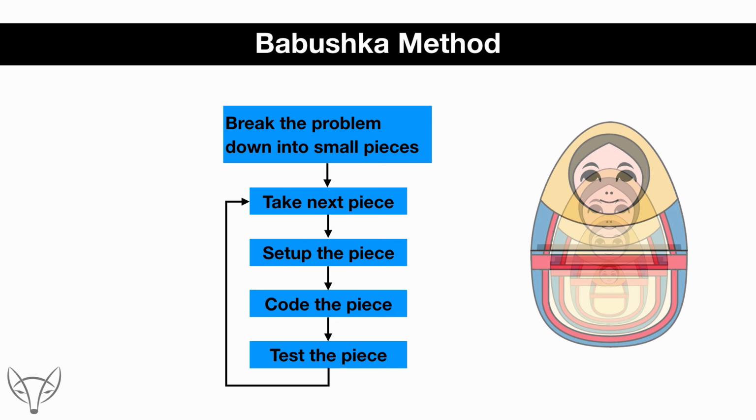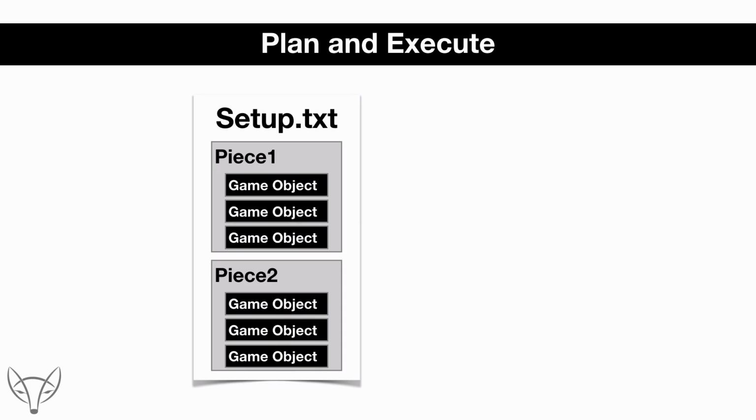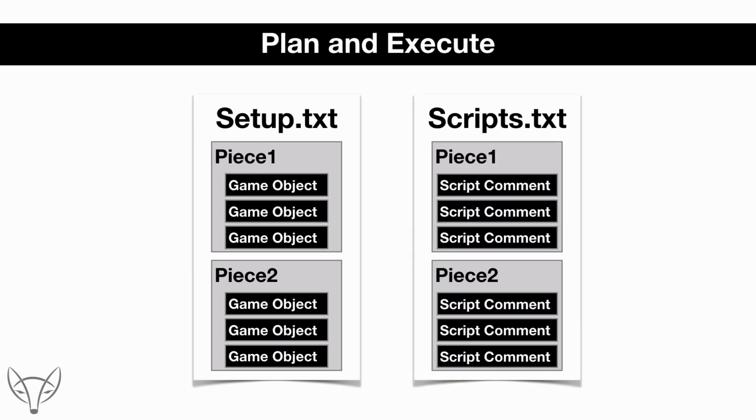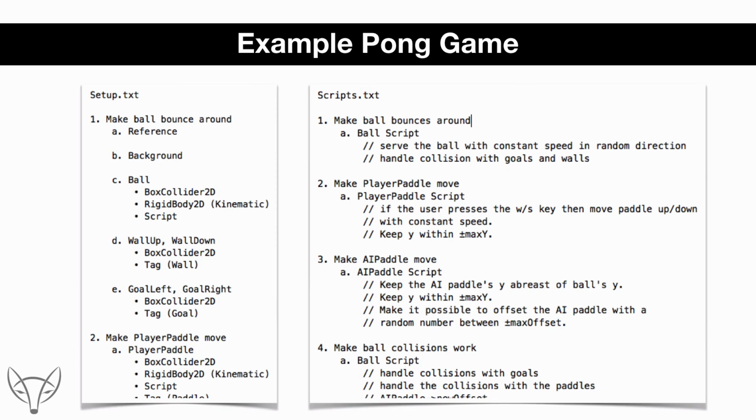In order to support my development method, I write two documents. In the first one, setup.txt, I have a list of needed game objects. In the second, scripts.txt, I make comments that describe what the scripts need to do. Having these two documents is a big help when I later start to implement the game. Here is an example of these two documents for the Pong game.